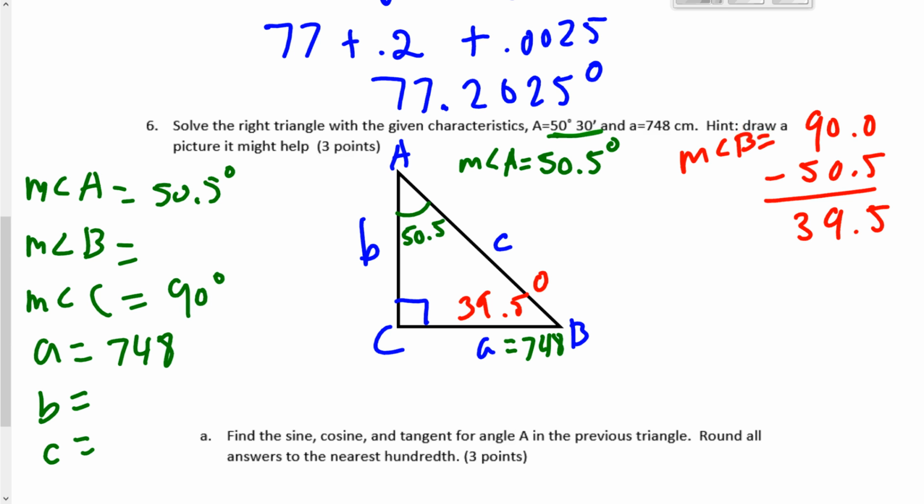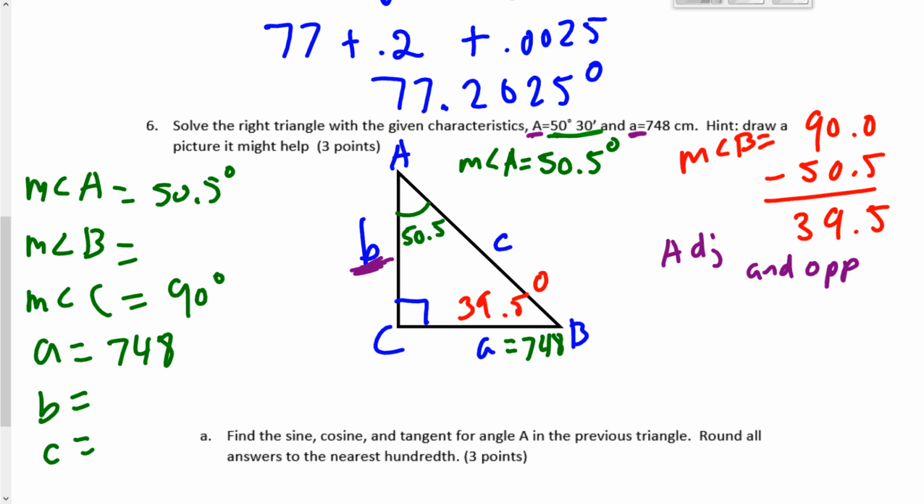Okay, so I want to find side B. So let's just go with the given. We're given angle A and side A. So what is the relationship of B to angle A? That is adjacent, right? And the side that's given, side A, in relationship to angle A, that is opposite. So we have adjacent and opposite.